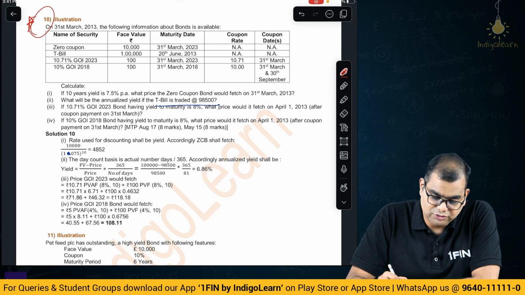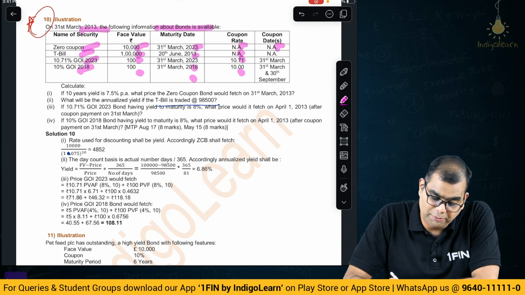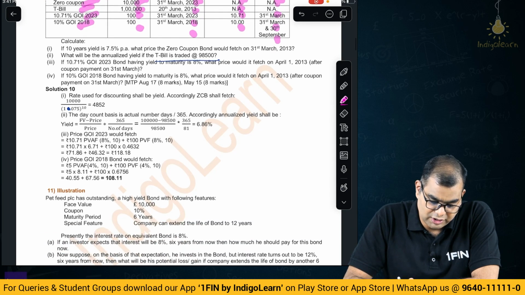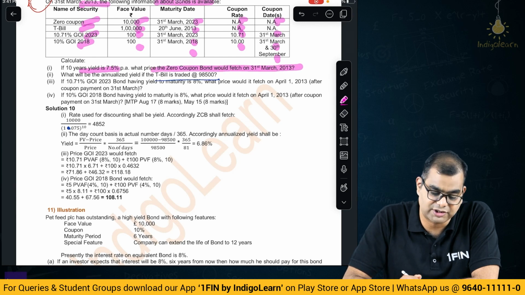On 31st March 2013, the following information is available. There is a 0 coupon bond, T-bill, 10.7% GOI bond, 10% GOI bond maturing in 18 and 23. Face values are given, maturity dates are given, coupon rates are given, coupon dates are also given. Now, in this, what have they asked? If 10 years yield is 7.5%, what price does the 0 coupon bond fetch on 31st of March?